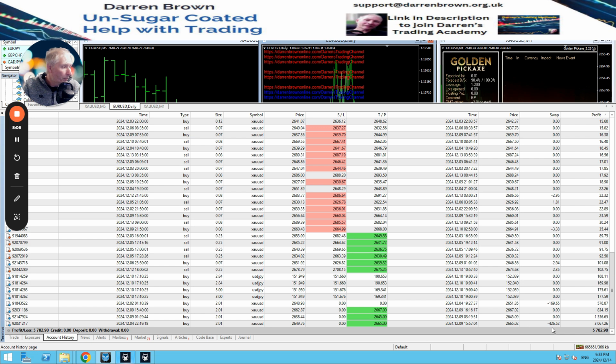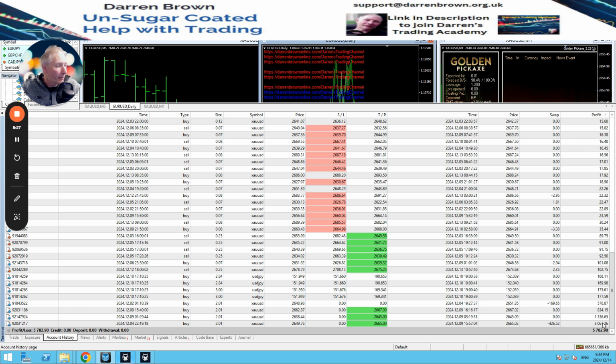The only problem when you're using things like that is if one of your trades takes a long time to generate profits, you will have to pay a swap fee. You see that the swap fee was $426.52. I'm not worried about that because I still made 3,067.